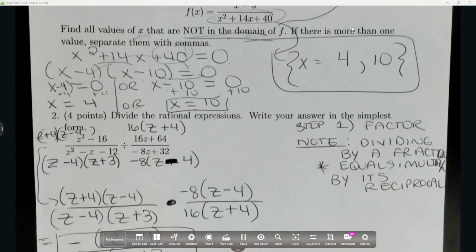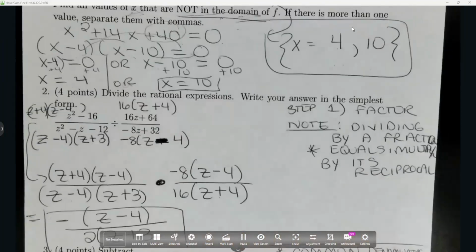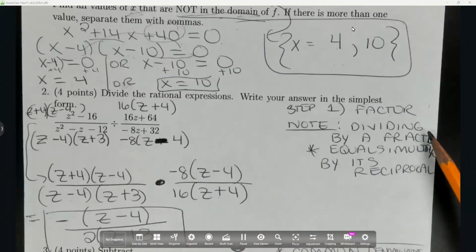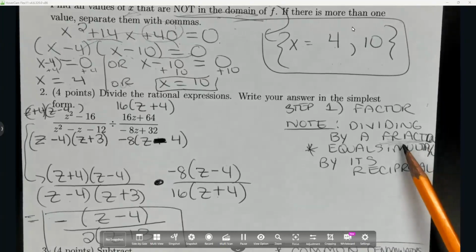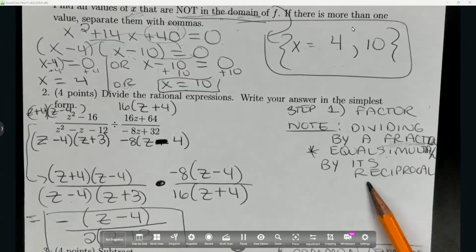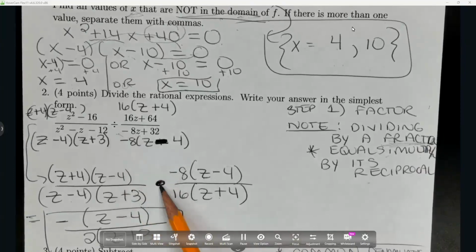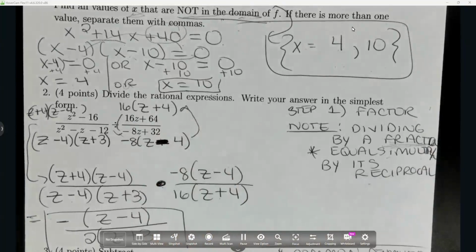Problem number 2, we want to divide these two rational expressions. So I listed some reminders here that we want to factor first. And then we remember our rule for dividing these rational expressions, which remember are the same thing as fractions. And when we divide by a fraction, that's equivalent to us multiplying by the reciprocal. So that's actually what we're going to do. We're going to change this operation from division to multiplication, and we're going to take the reciprocal of that second fraction. But we also want to remember to factor.